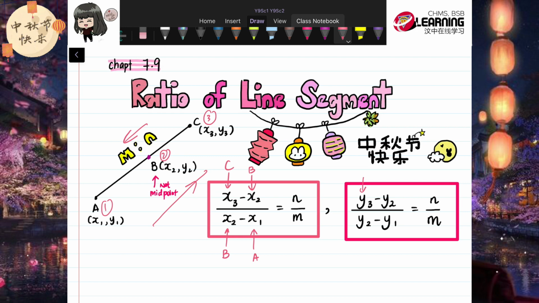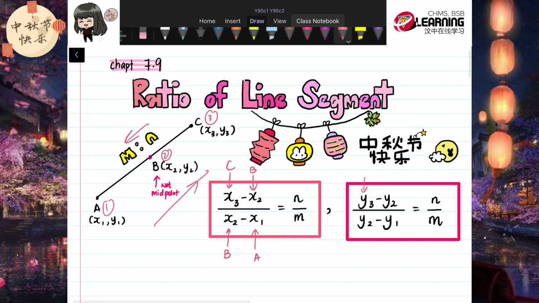The y coordinate is the same thing. If we want to find the ratio of n or m, or we want to find the coordinate, we can use this formula with y3, the third y coordinate from C, minus the y from B, over B minus A for the y coordinate only, and the ratio is also n over m.